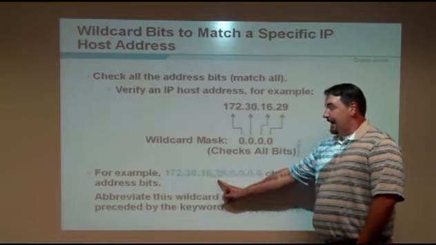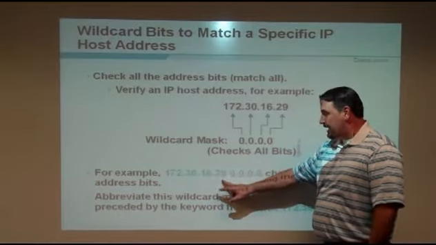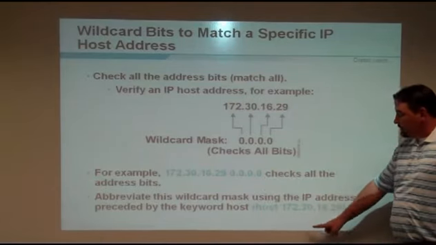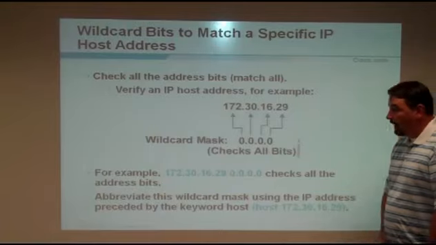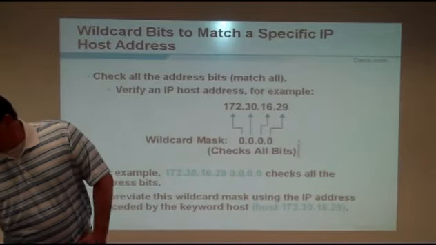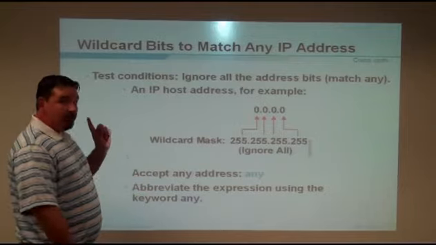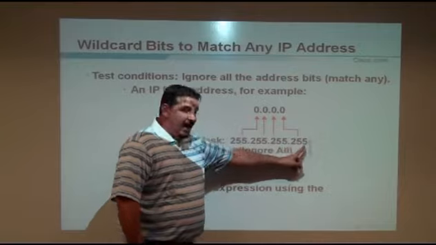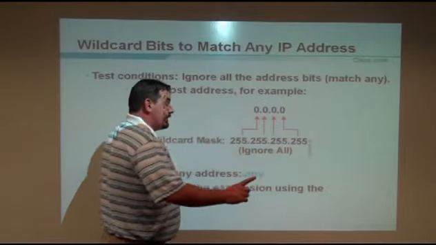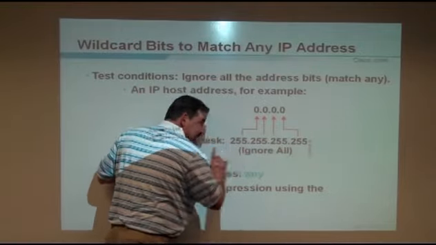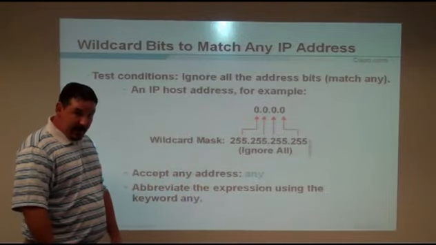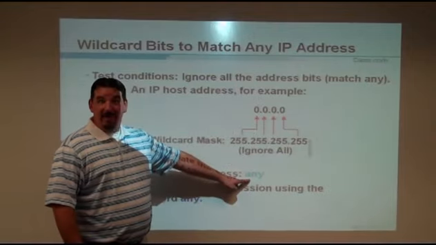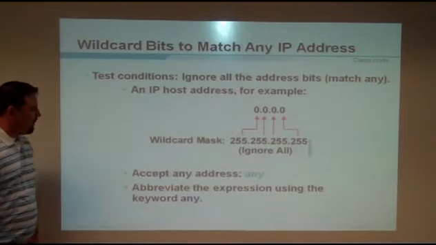Okay? They show another way of being able to write that. So instead of actually typing it out as 172.30.16.29 with an all zeros wildcard mask, you can actually type it out as host 172.30.16.29 as well. Likewise, if you want to go through and match any number, we could write that as 0.0.0.0 with an all 255's wildcard mask. Okay? Which we're essentially saying, ignore all 32 bits. It would match any IP address at that point in time. Likewise, instead of actually typing it out that way, we can type in the keyword of any and utilize that in our access list as well.